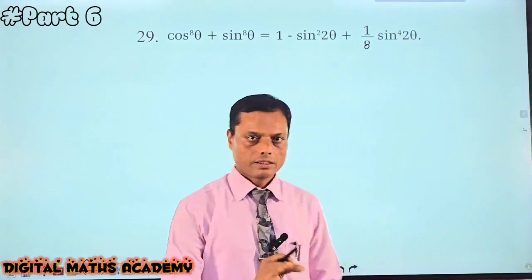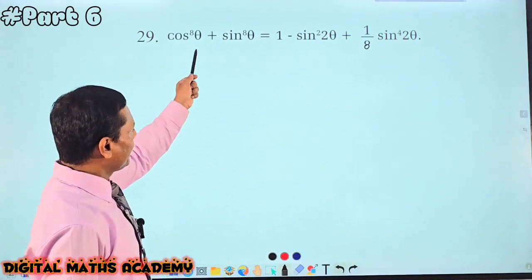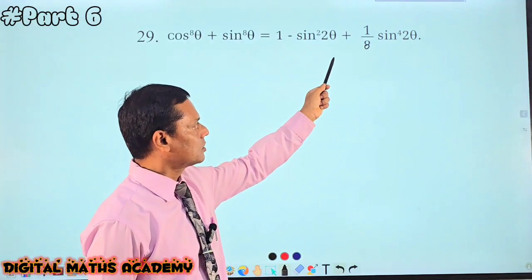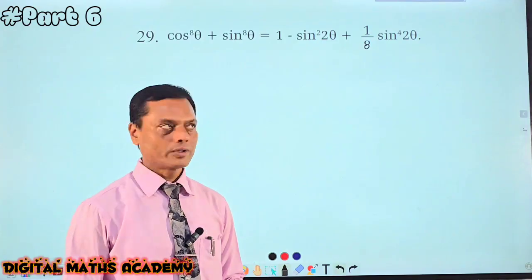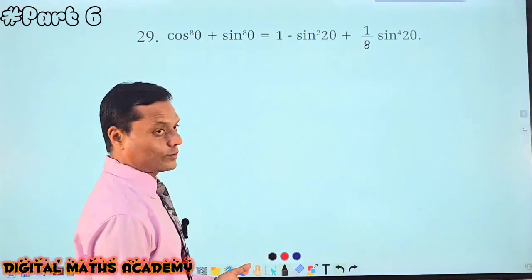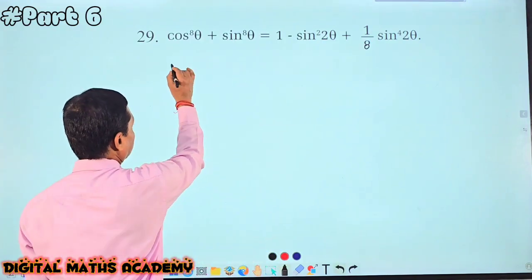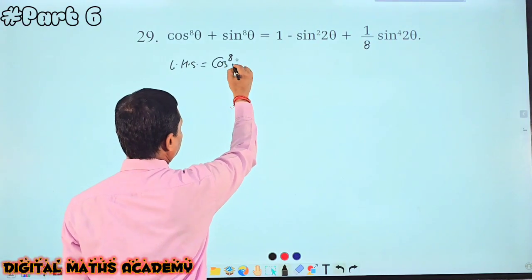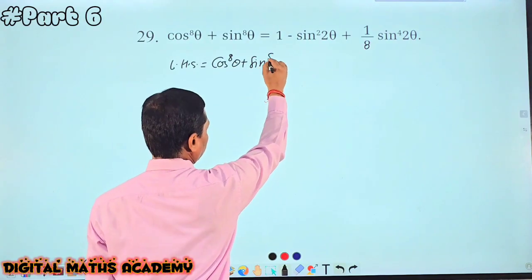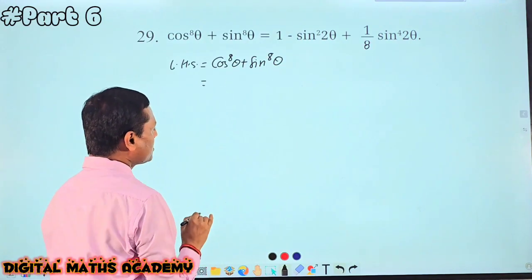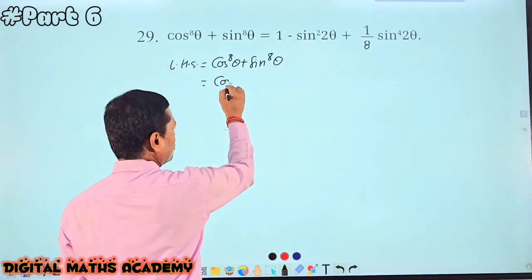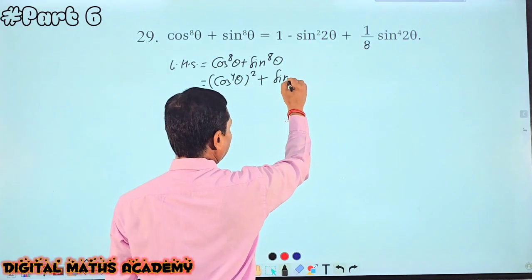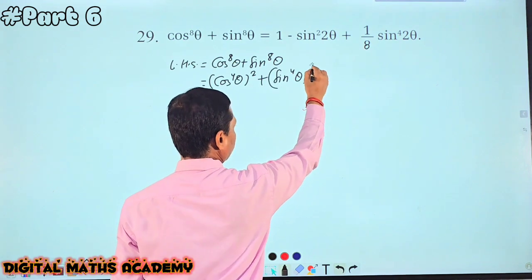Identity number 29: we have cos to the power 8 theta plus sin to the power 8 theta equals 1 minus sin square 2 theta plus 1 by 8 times sin to the power 4 of 2 theta. Of course, we have to choose the left hand side. So on the left hand side we have cos to the power 8 theta plus sin to the power 8 theta, isn't it? So this step can be written as (cos to the power 4 theta) whole square plus (sin to the power 4 theta) whole square.